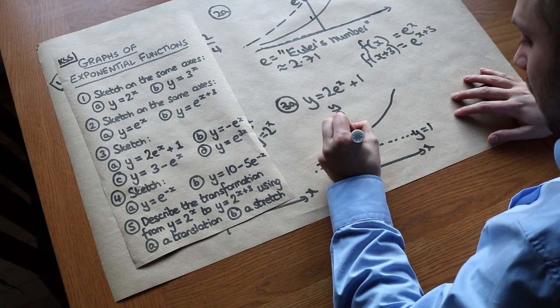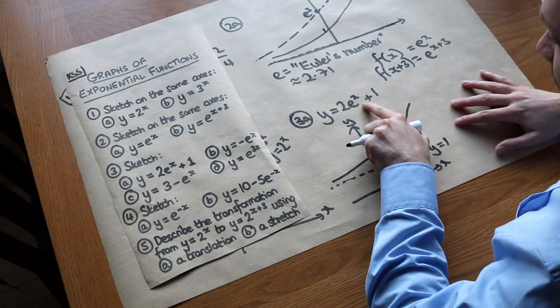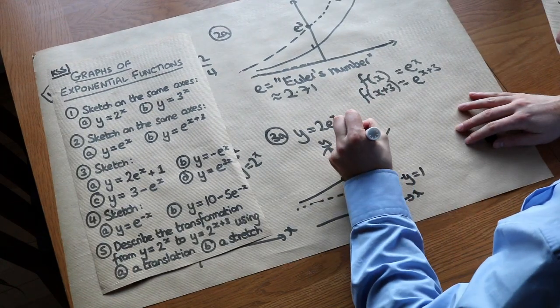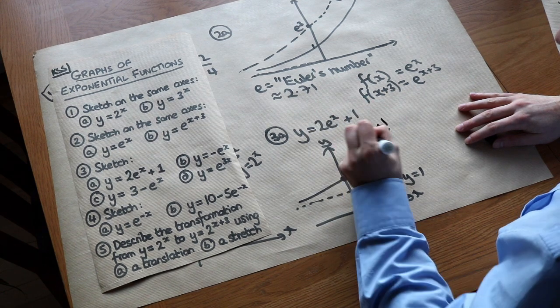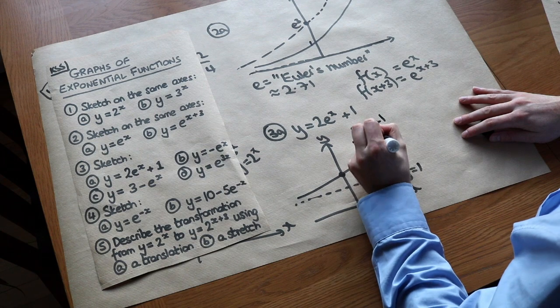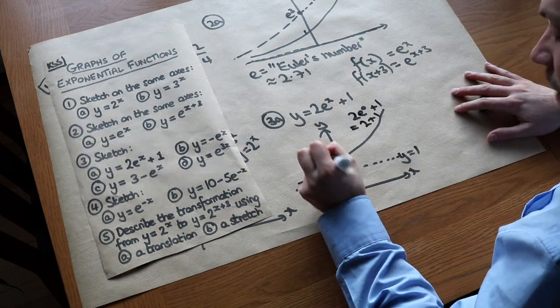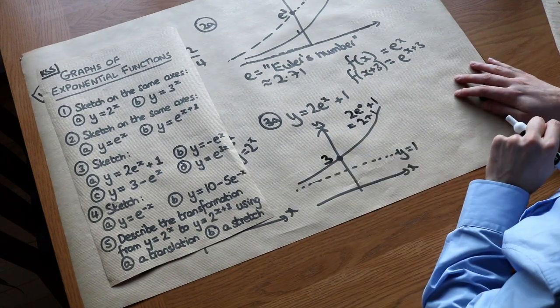Now we do need to give this new y-intercept, so if we make x 0, 2 times e to the power of 0 plus 1 is equal to 2 plus 1. So this y-intercept here is going to be 3.